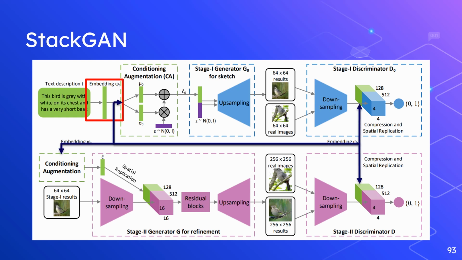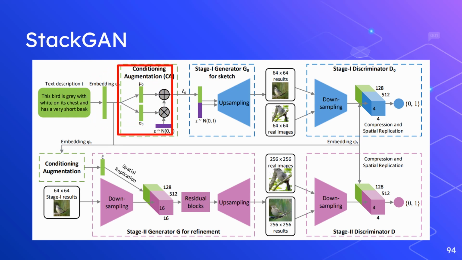Before it gets sent to the generator, it goes to the conditioning augmentation layer, where it's broken down and sampled from a vector of means and a vector of variances, like with variational autoencoders. There's also an epsilon from the reparameterization trick. The conditioning variable C hat is sampled from the distribution in the conditioning augmentation layer and sent to the generator along with some random noise, which is normally distributed with a mean of 0 and a variance of 1. This is upsampled in the generator to create stage 1 images.